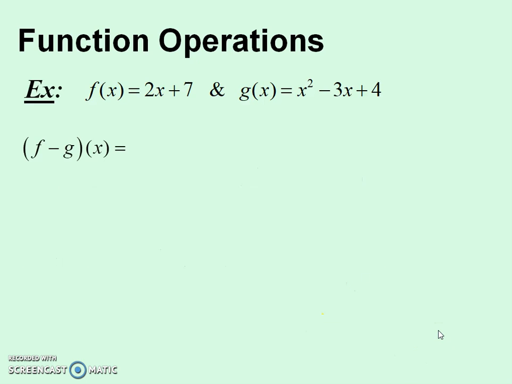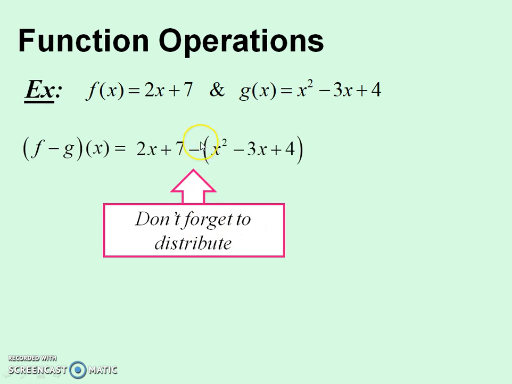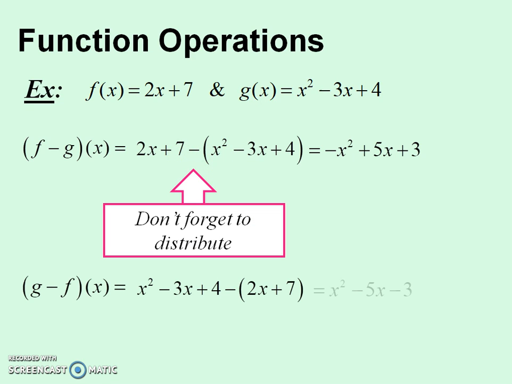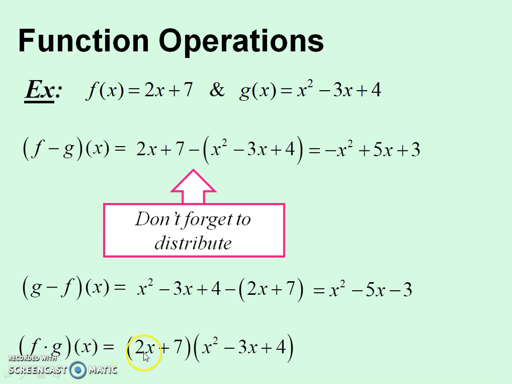I can do the same thing with f minus g of x, let's say. Same idea, except that because there's a minus, don't forget to distribute that negative. And again, I'd group the like terms. I could do it as a g minus f of x, and I can do it with a multiplication as well. F times g of x means that I would take the value of f of x, I would multiply it by the g function, and I'd have to double distribute this, but it works out to be a function as well.